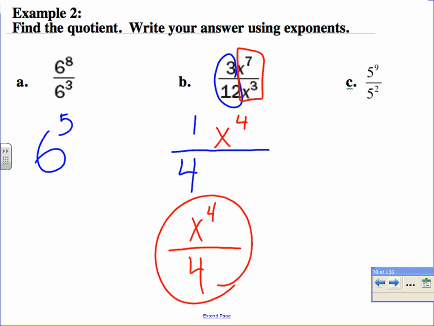Okay, letter C, 5 to the 9th over 5 to the 2nd. What's the answer? 5 to the 9th over 5 to the 2nd. Zach, what's the answer? Good, 5 to the 7th. Rewrite the base, subtract the exponents.